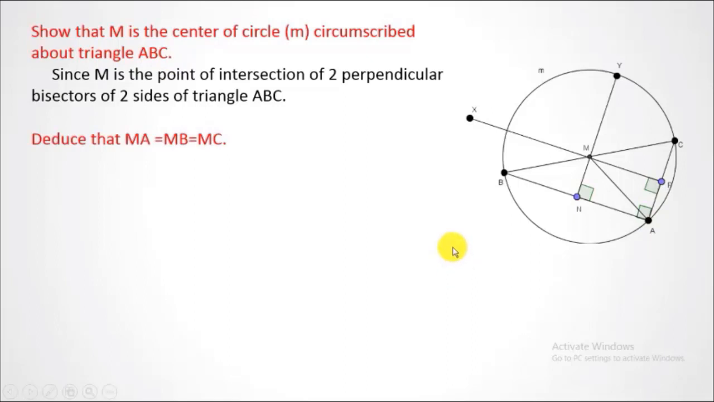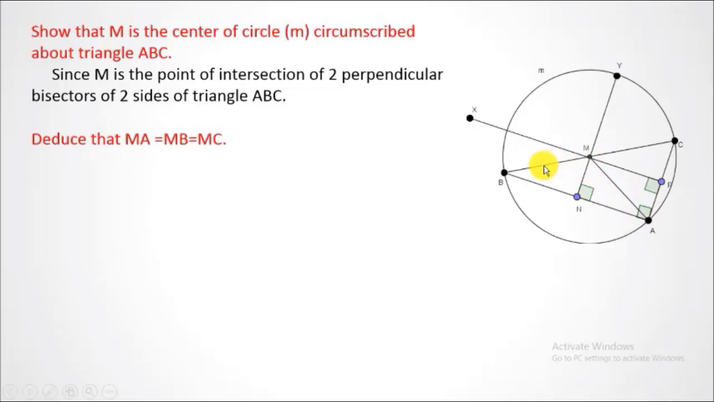Now, deduce that MA is equal to MB and equal to MC. Where are MA, MB, and MC? Let's see. MB, MC, and MA. Deduce that they are equal. How? We have M, the center of the circle circumscribed about triangle ABC. What does MA represent to this circle? It represents the radius because it is issued from the center to the circle.